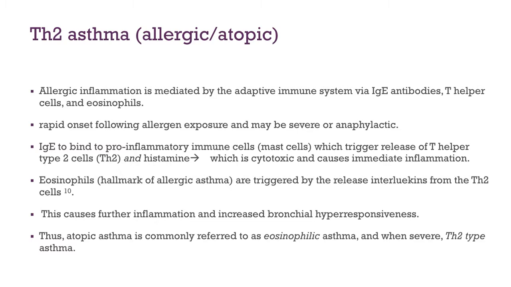And as we recall, histamine is a cytotoxic substance that causes generalized inflammation throughout that area. So the classic hallmark of allergic asthma is airway eosinophilia, eosinophils within the airway, and also sometimes we'll see eosinophil rise within blood when we do CBCs. And these are triggered by the release of interleukins from the Th2 cells.